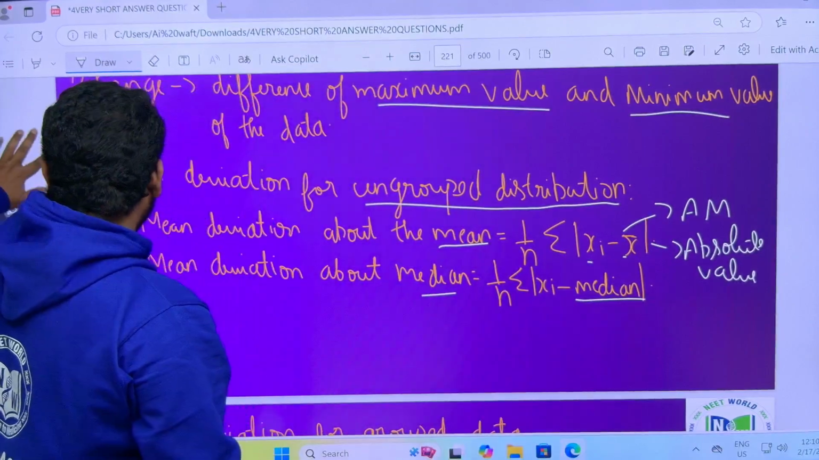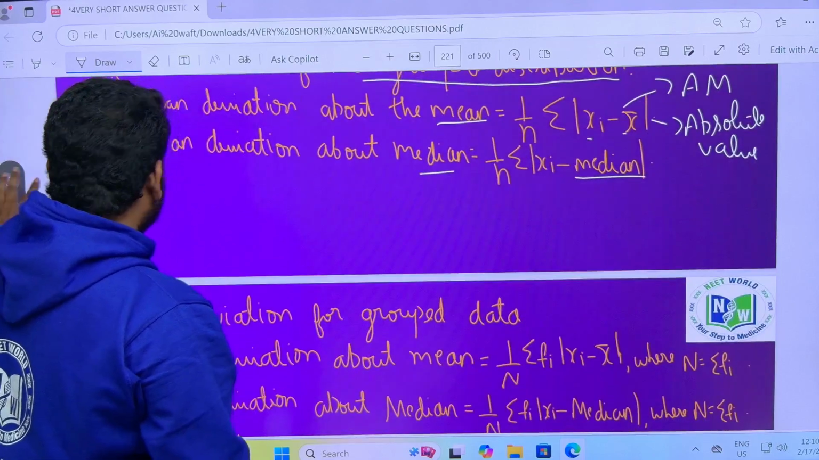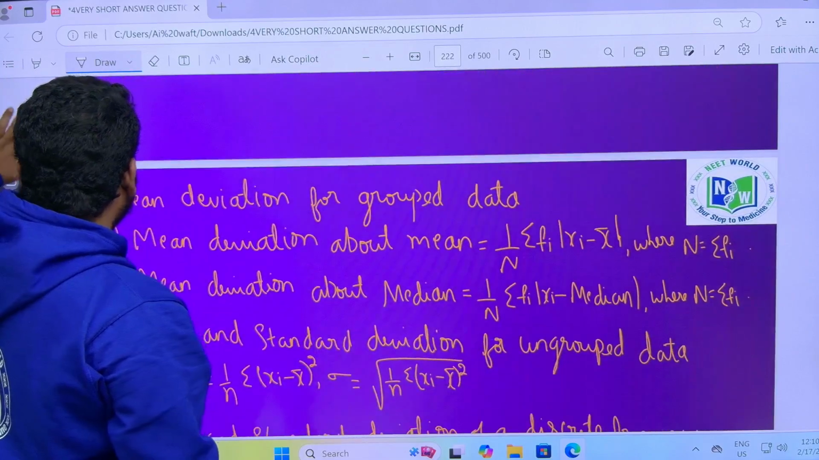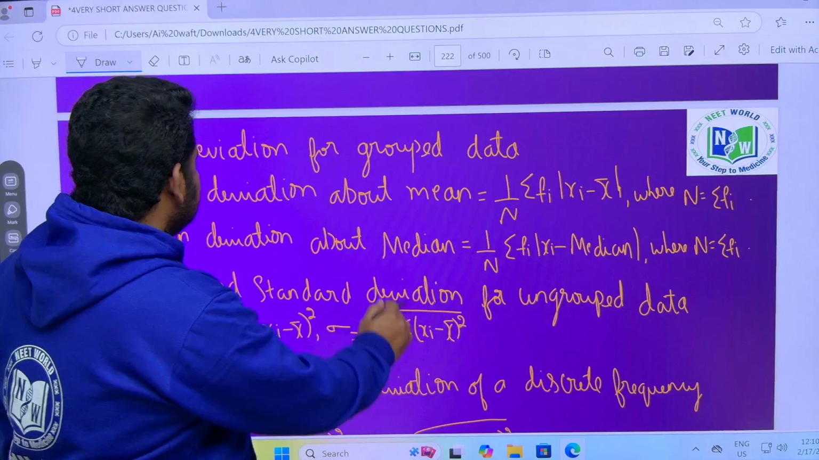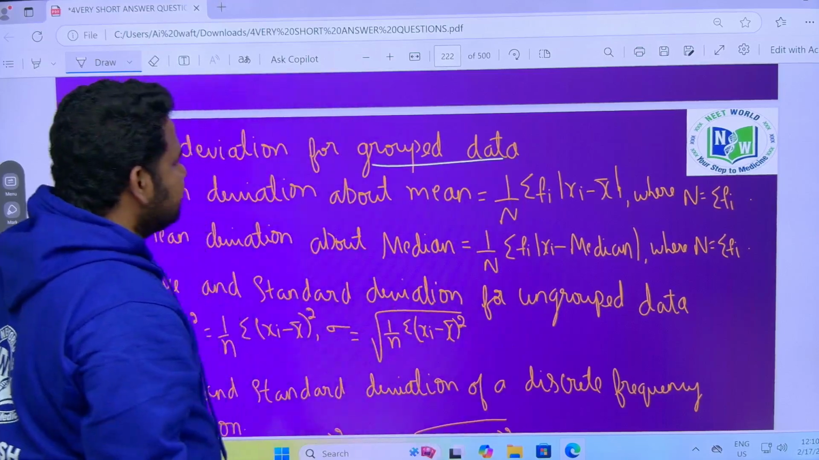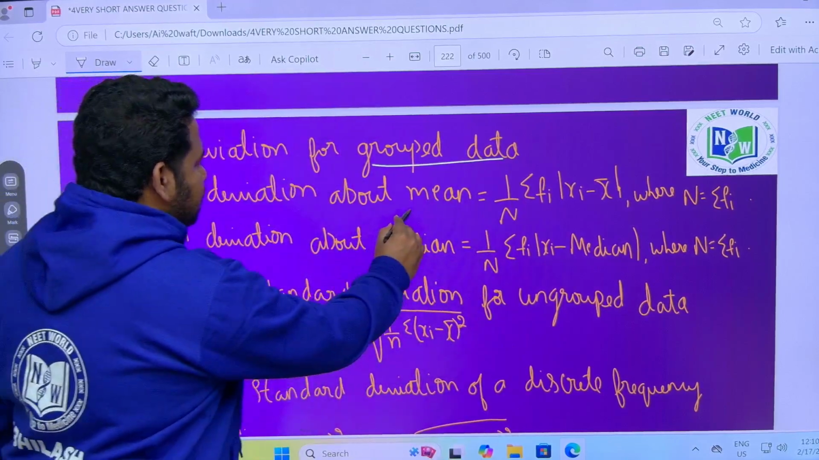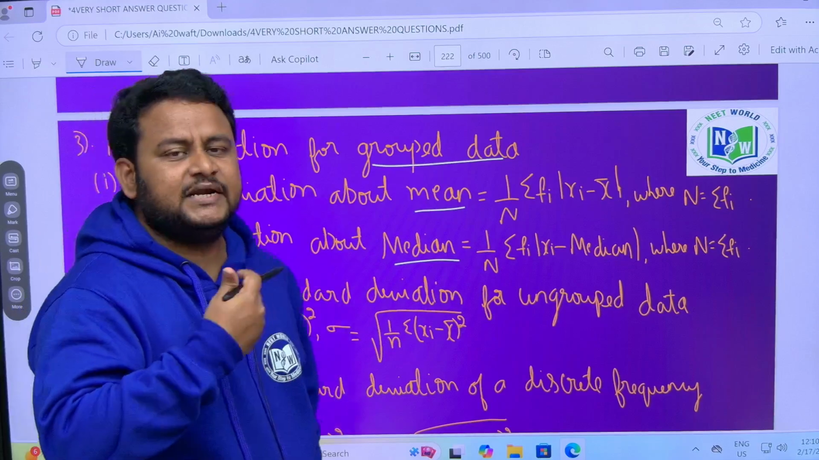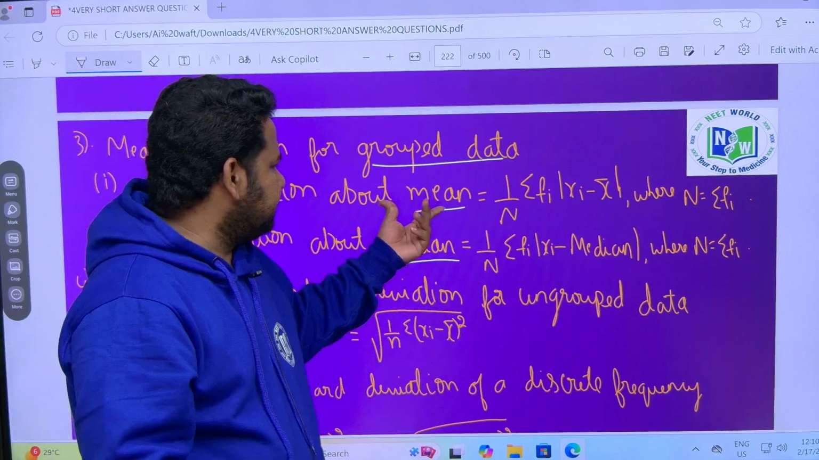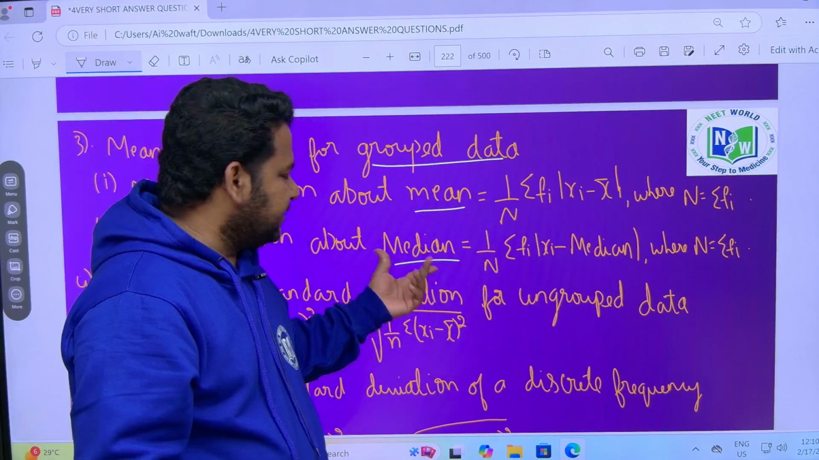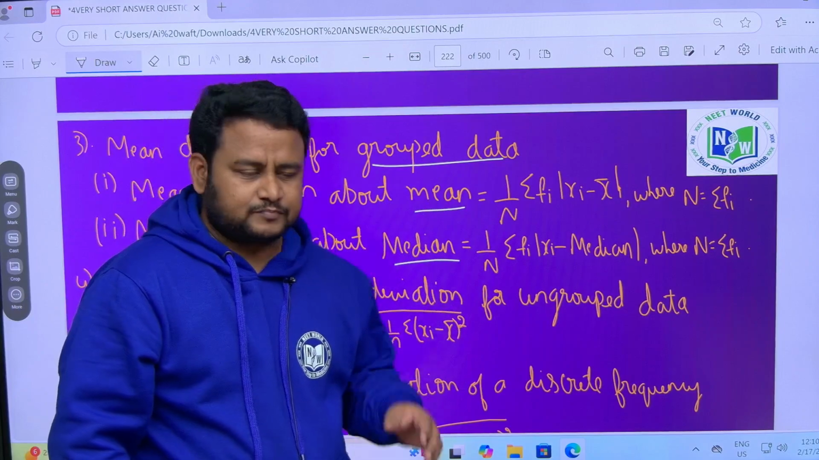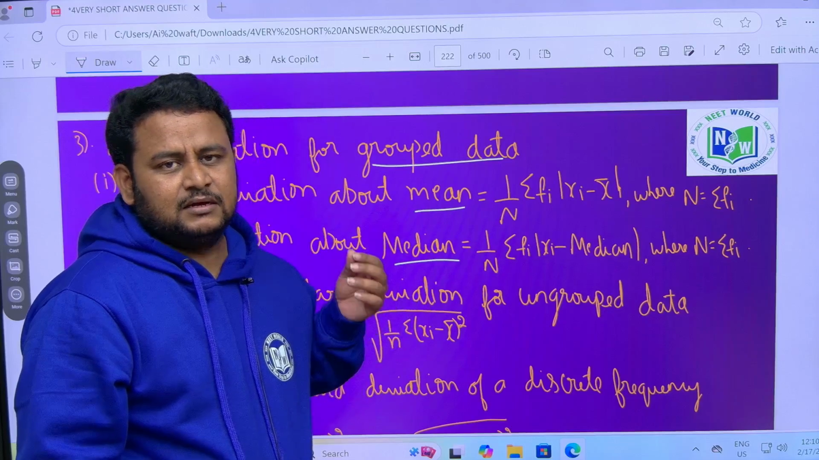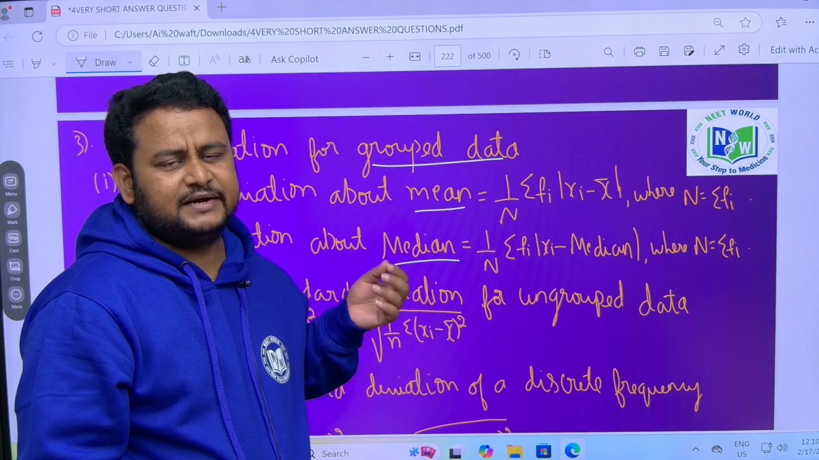This is one of the things. Now we have to find mean deviation for grouped data. Mean deviation for ungrouped data we find using this formula. What about grouped data? Here also, mean deviation about the mean and mean deviation about the median. Distribution will be of two types in grouped data: one will be discrete distribution, another one will be continuous distribution.